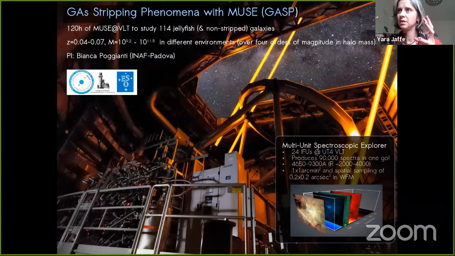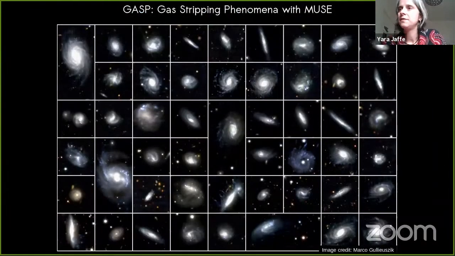It essentially gives us 90,000 spectra in one go. So it's a data cube where we can extract spatially resolved spectra for these galaxies. These are the first 50 galaxies observed by GASP, as seen in reconstructed broadband images from the MUSE data cubes. And you can see some of the ram pressure stripping features that we detected in the parent sample from optical images. But this is only the tip of the iceberg.